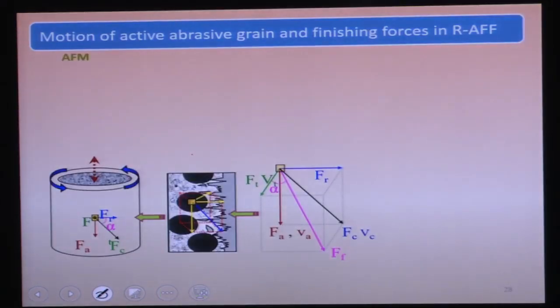Okay, you can see what forces are there. The radial force is there because you are flowing and giving reciprocal motion. The radial force is there, and the axial force is there. And the tangential force, or corrosive force, is added here. This force is generated because of the rotation of the media. So this tangential force will help in cutting the surface undulations.